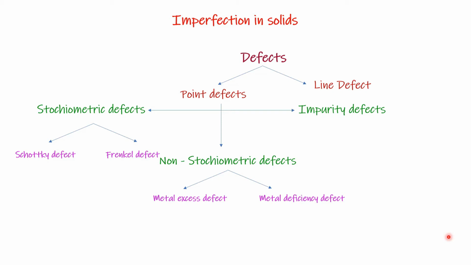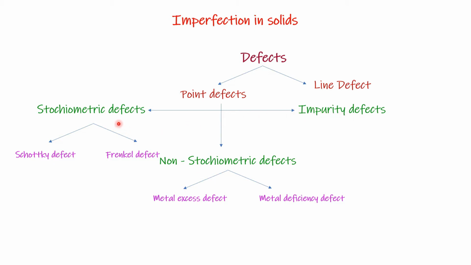Our today's topic is imperfection in solids. We discussed earlier that defects can be classified into two: point defect and line defect. This point defect is further divided into three types: stoichiometric defect, non-stoichiometric defect and impurity defect.